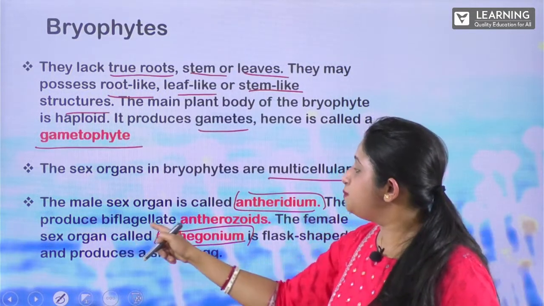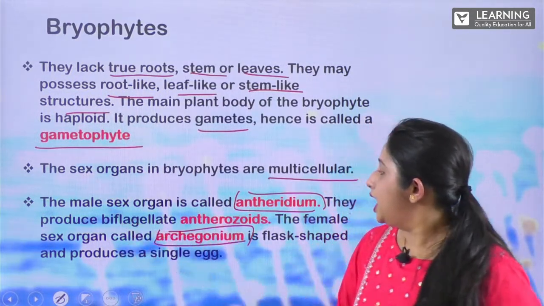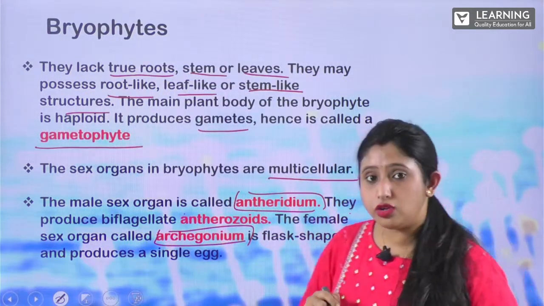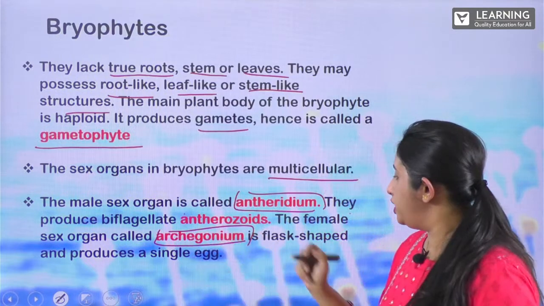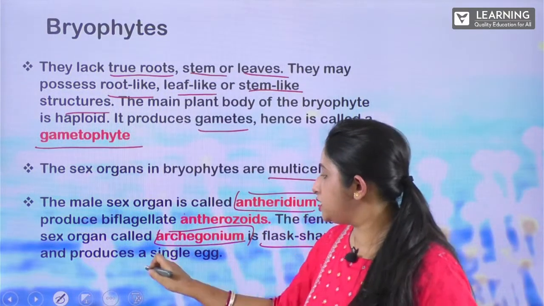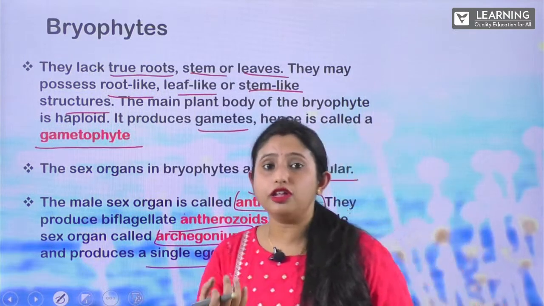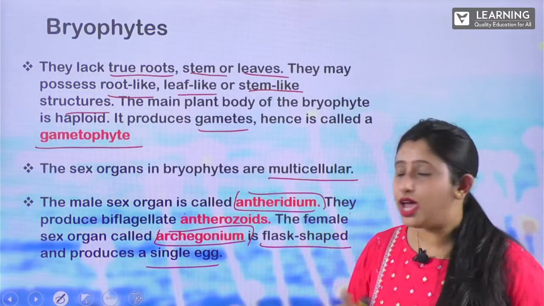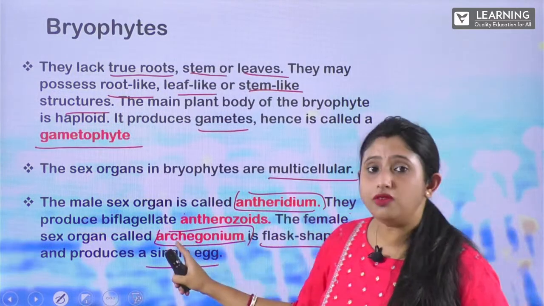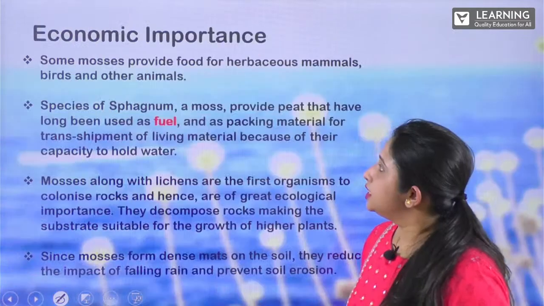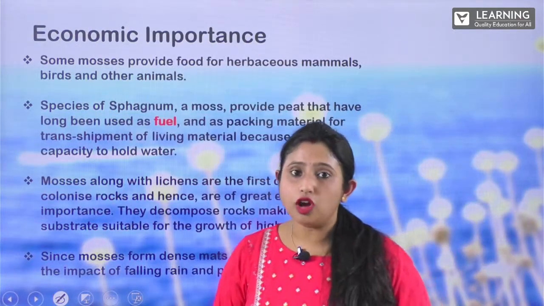It produces biflagellate antherozoids, and the female sex organ is known as the archegonium. The shape is flask-like, and it produces a single egg. So these are the various male and female sex organs. The male one is the antheridium, the female one is the archegonium. Clear? Yes.